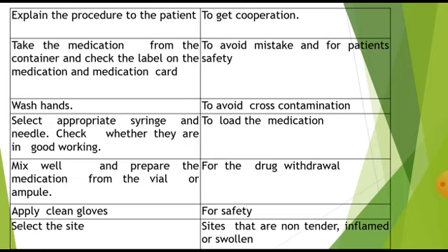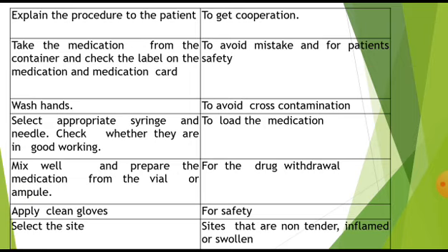Then we have to wash hands to avoid cross contamination and select the appropriate size syringe and needle. In case of intradermal injection, we have to select 1 ml syringe and needle of 26 gauge and check whether they are in good working condition. That is to load the medication, and also mix well and prepare the medication from the vial or ampule for the drug withdrawal. Apply clean gloves, that is for safety.